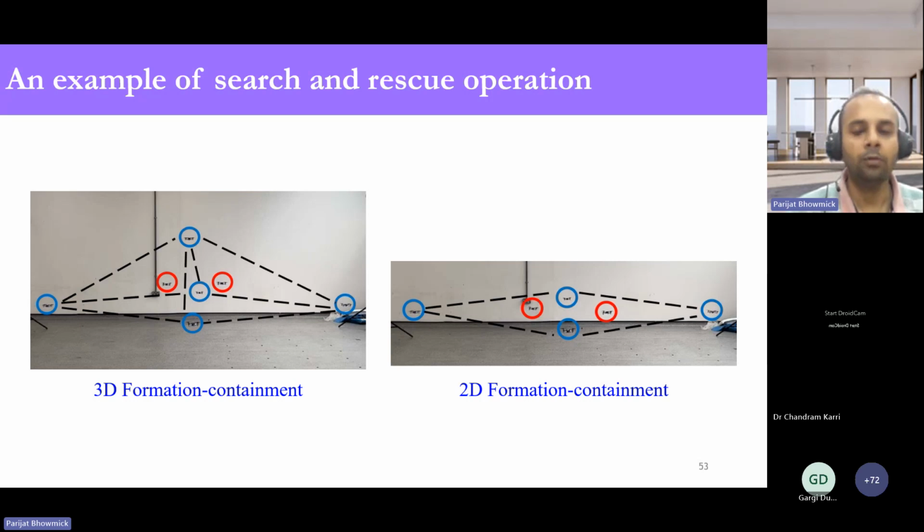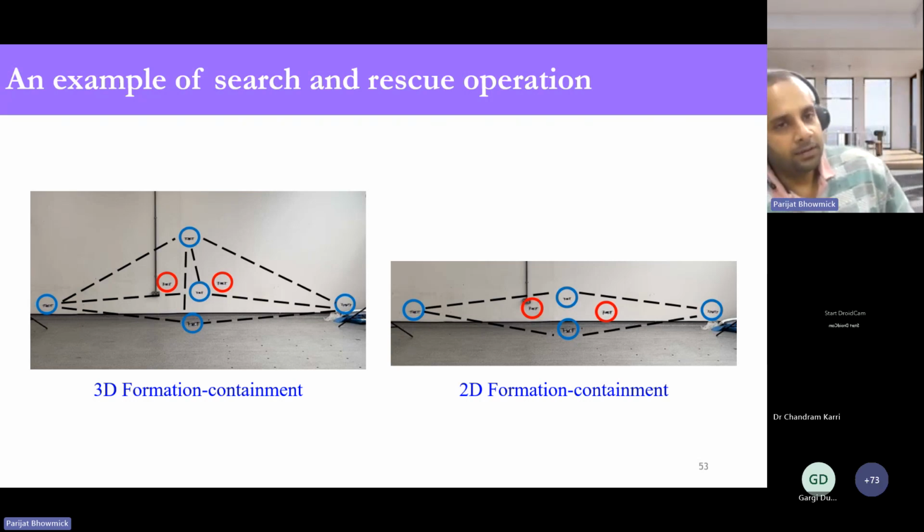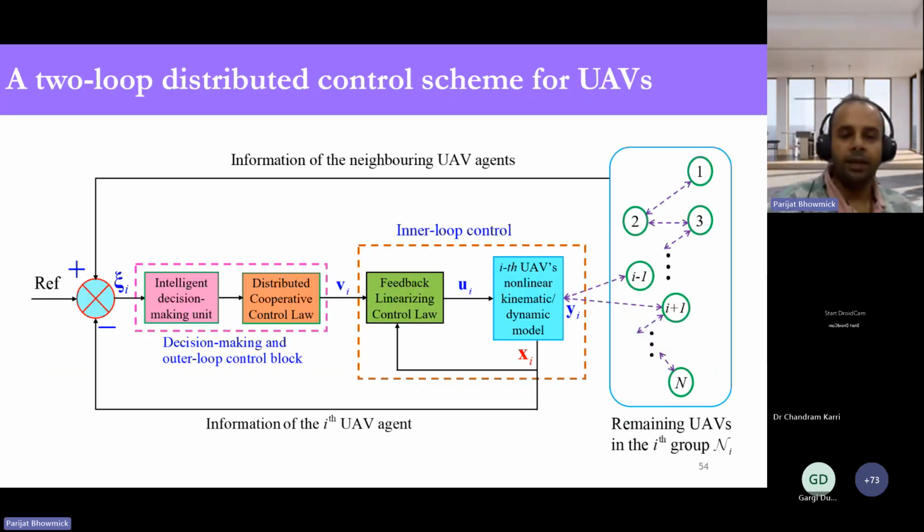Okay, so the idea was basically that, and technically speaking, this operation is called search and rescue operation. Here also a similar kind of two-loop distributed control scheme will be applied. That is the inner loop. There will be one inner loop control scheme because, as you know, the UAV or drone dynamics and kinematics are non-linear, so we cannot directly apply the NI-based control law.